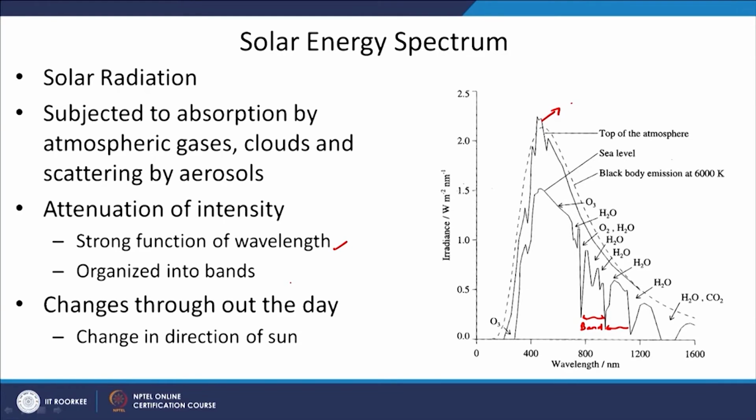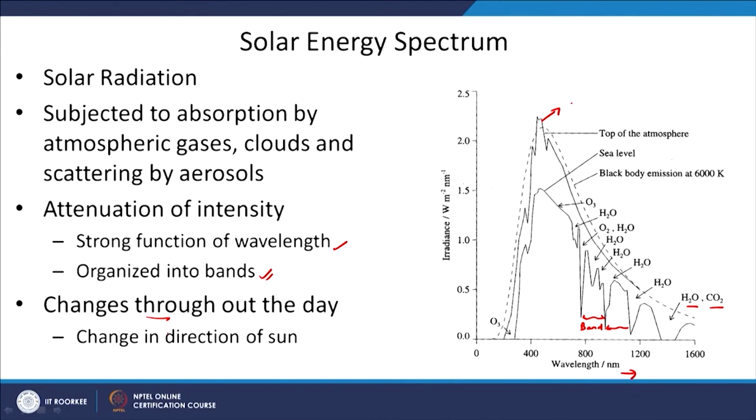So, there is a strong function of wavelength, as is seen, this is the wavelength, and it is organized into bands. These are just a few gases that have been taken into account. CO2 and water vapor are the major gases that absorb radiation in the atmosphere, but there may be more, like sulfur dioxide, methane, NOx, chlorofluorocarbons, particles, clouds. All these phenomena make radiative transfer in the atmosphere much more complicated, and this changes throughout the day, because the sun angle changes from morning to noon and noon to evening, the direction of the sun changes.